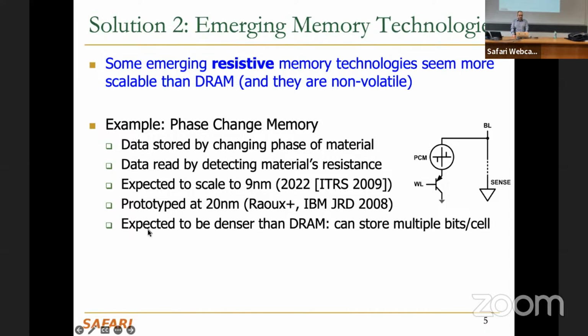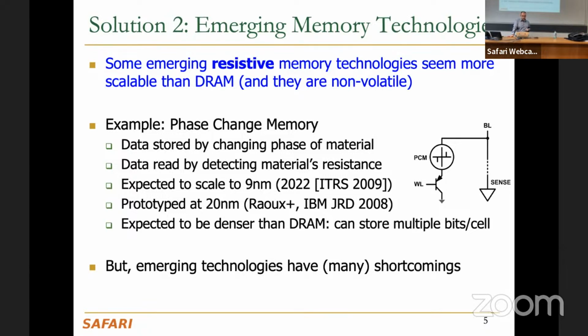It's interesting that these architectures are expected to be denser than DRAM as well, because they can store multiple bits per cell. In my example, I said that with resistance you can encode 0 and 1, but if you chop that resistive window into, let's say, 4 regions, you can encode 2 bits. Or if you chop it into 8 regions, you can encode 3 bits. Of course, at some point it might not be reliable, but this is possible. And people have done that, for example, flash memory that we're going to see later.